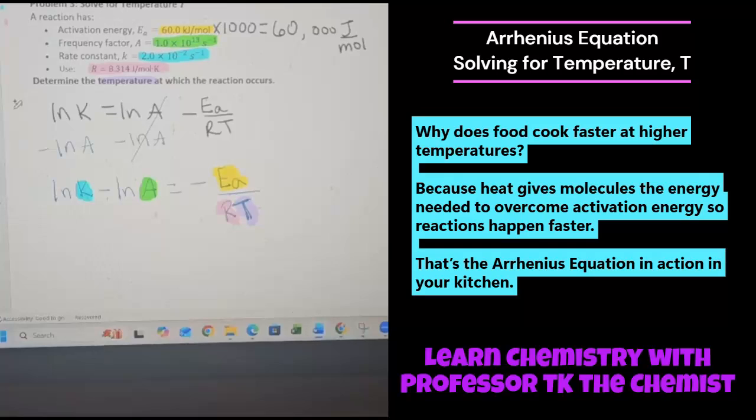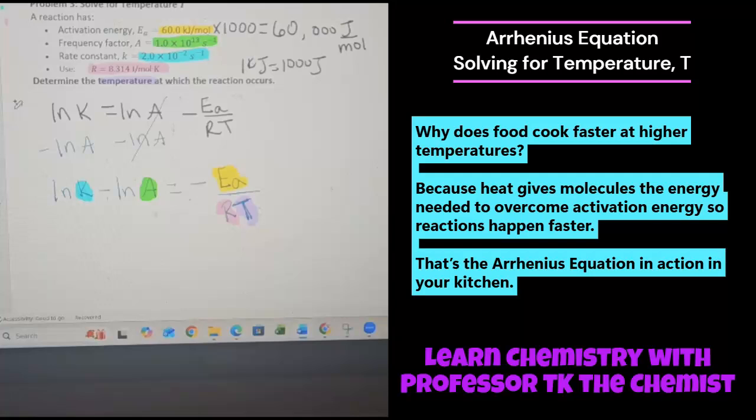Why times it by 1,000? Trinity, very good question. Because 1 kilojoule equals 1,000 joules, just like 1 kilogram equals 1,000 grams, 1 liter equals 1,000 milliliters, 1 kilojoule equals 1,000 joules.